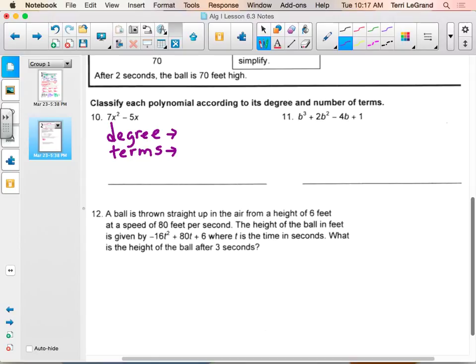So go back to your regular pencil for now. We're practicing. What degree is this one? It's a degree 2. Okay. Is it in standard form, by the way? Yeah, okay. How many terms are there? How many monomial parts are there? 2. Okay. So it's a 2nd degree, 2 term. What are we going to call it?